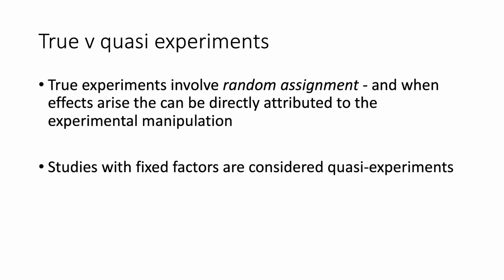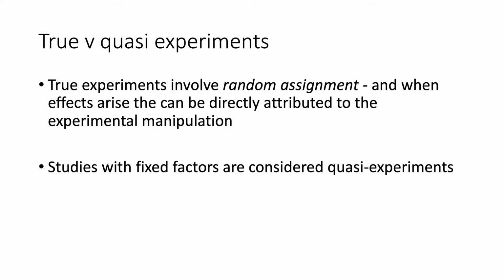Just a few more additional comments. It's important to be aware of the distinction that is sometimes made between true versus quasi experiments. Now, psychology is littered with quasi experiments. Why are they different to true experiments? True experiments have to involve an element of random assignment, right? If you have random assignment, you are randomly putting different people into the different levels of conditions in a study. If you get an effect, it can probably be directly attributed to your experimental manipulation.